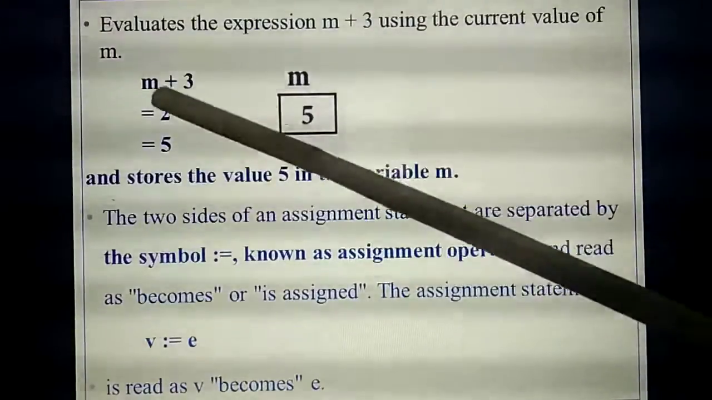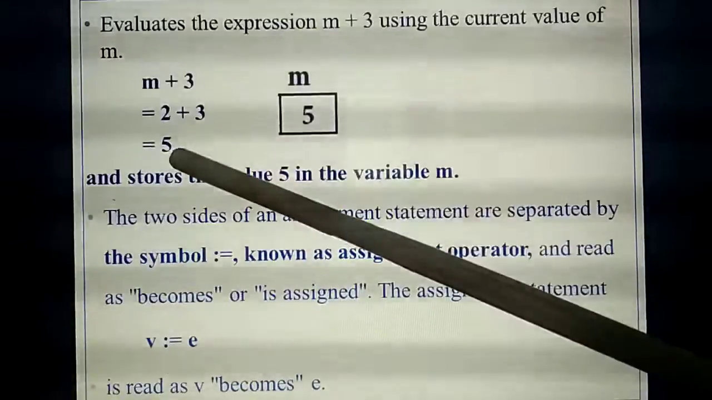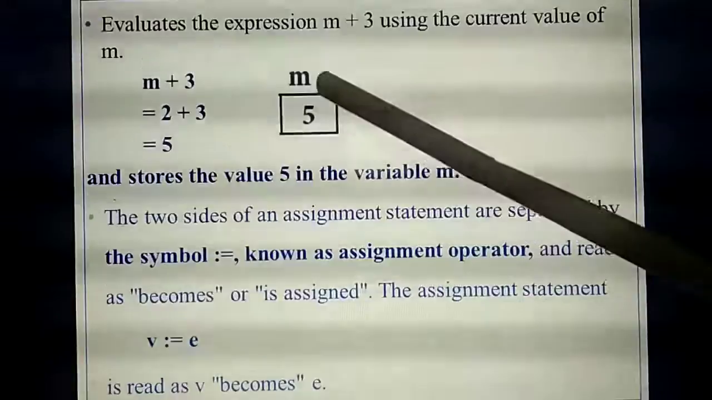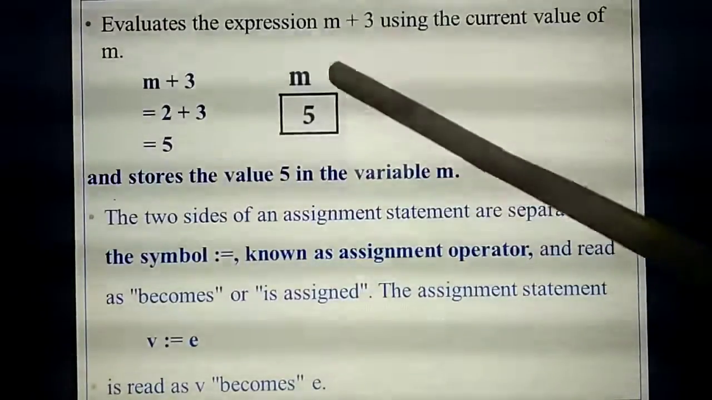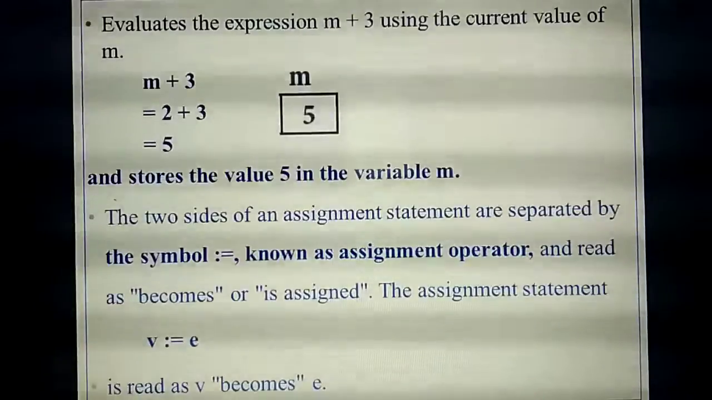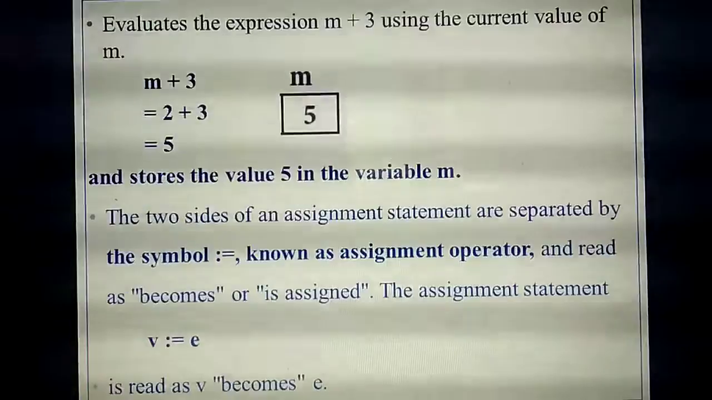M plus 3 means, substituting the old value M equal to 2, so 2 plus 3. What's the value? 5. So what's the value of M now? 5. Now the value 5 is stored in the variable M. So what's the old value? 2. Now the old value is changed to the new value 5.